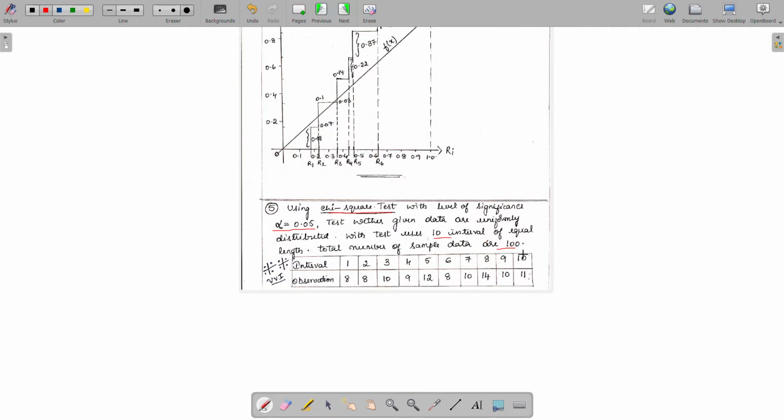Suppose in a question the total number of sample data is not given, then you add all the observation values. That becomes the total number of sample data. This is the question given. Now we'll solve this problem.